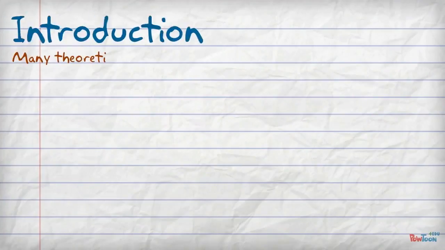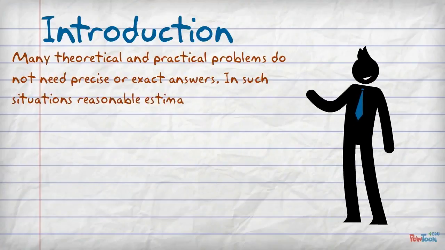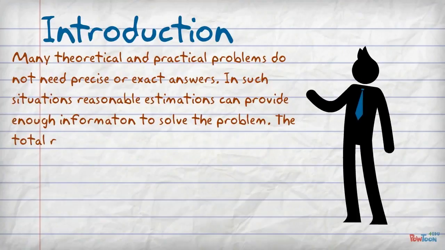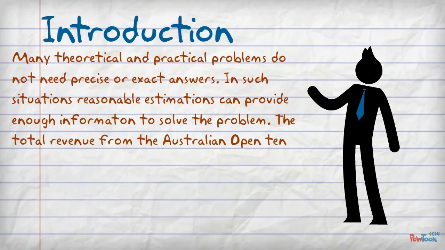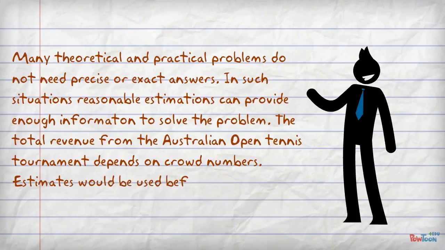Many theoretical and practical problems do not need precise or exact answers. In such situations, reasonable estimations can provide enough information to solve the problem. The total revenue from the Australian Open tennis tournament depends on crowd numbers. Estimates would be used before the tournament begins.